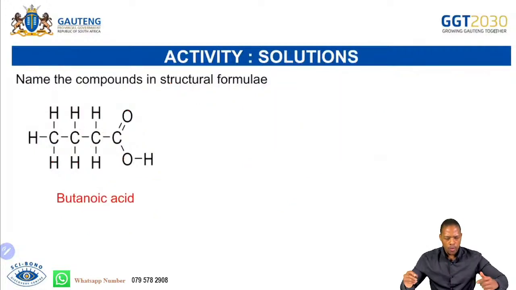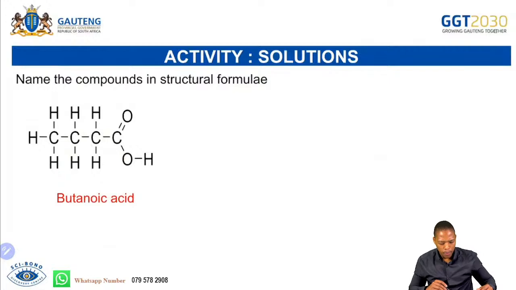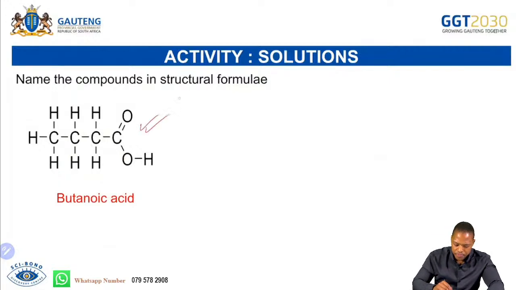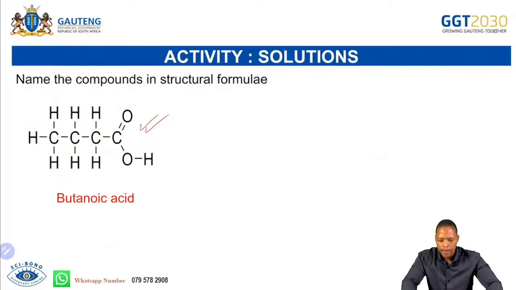Right. So here's the answer to that previous question, which was butanoic acid. So butanoic acid is the name that we're supposed to come up with here. Yeah, that's the name for this structure.